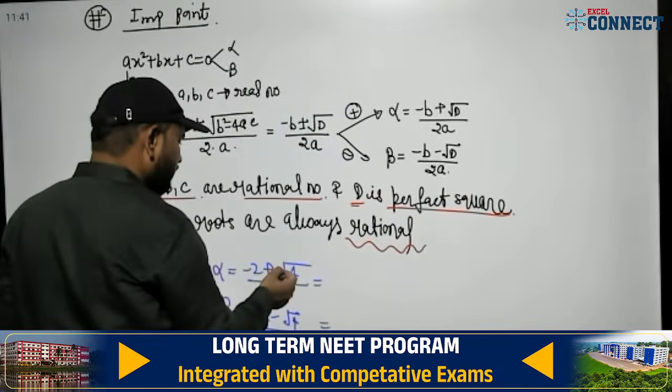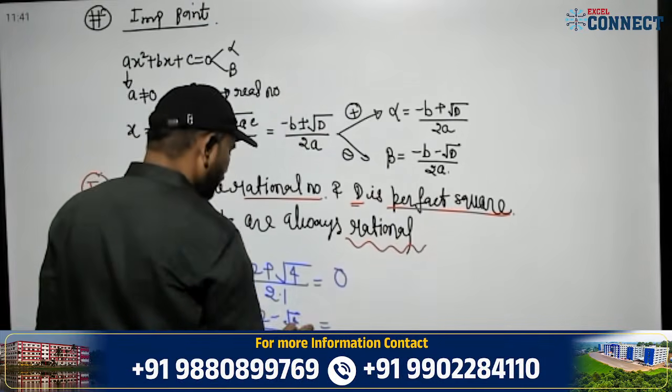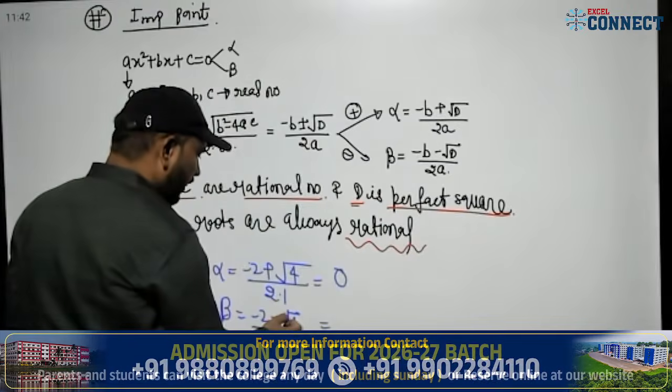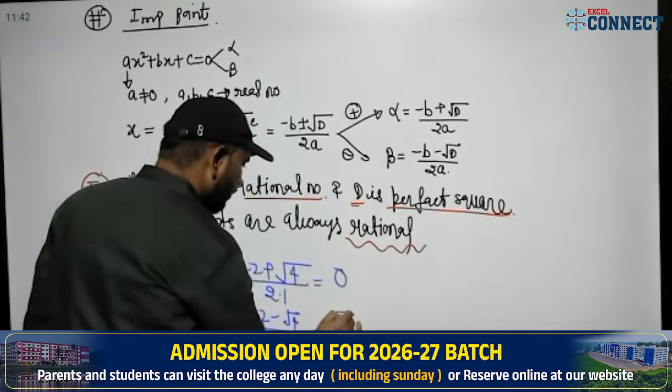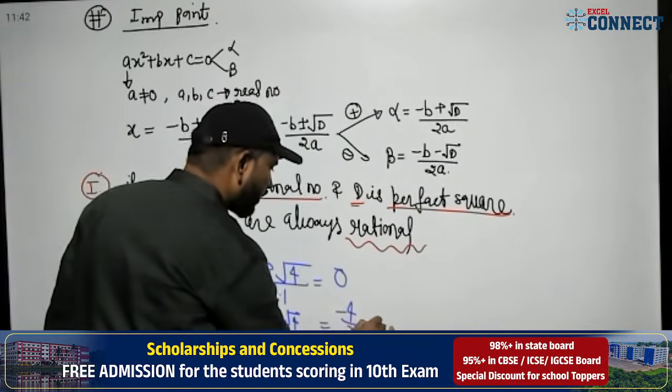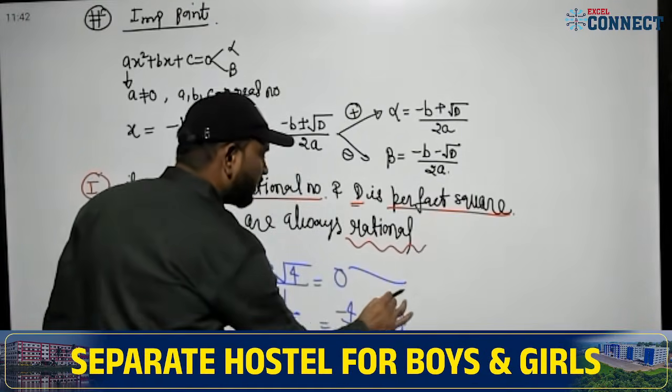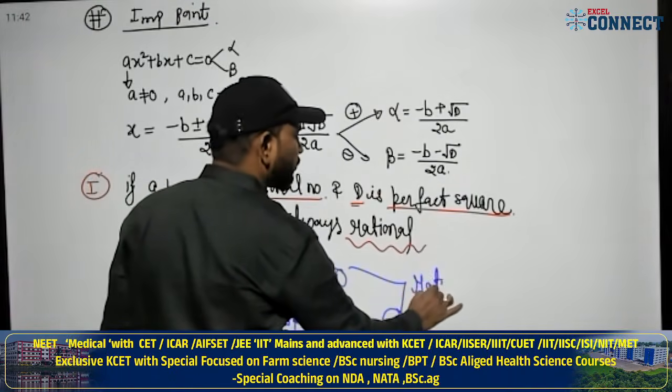So 2 plus 2 minus 2, what is this? 0. And the other is minus 2 minus 2, which is minus 4, minus 4 by 2, what is this? Minus 2. So these are rational roots.